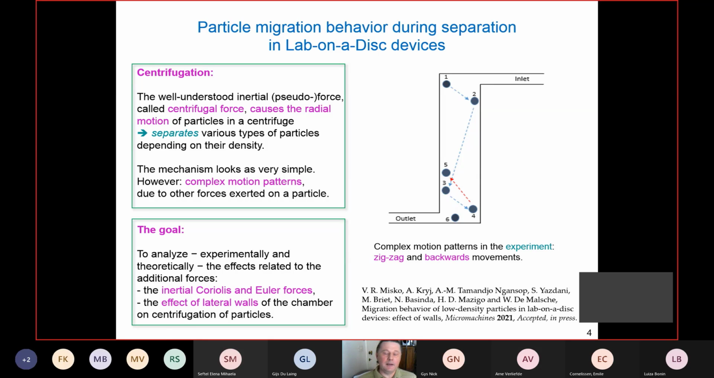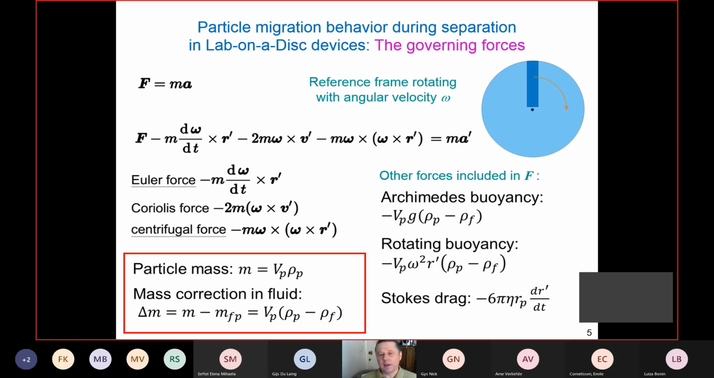The goal of this study is to take a closer look at the processes which happen during centrifugation, and particularly to focus on light particles, with a density lower than the density of the fluid. And this is just the general, well-known theoretical description of what happens in the rotating disk.